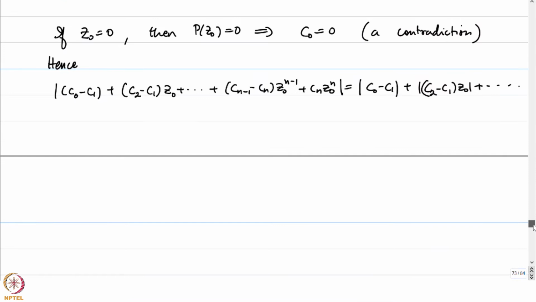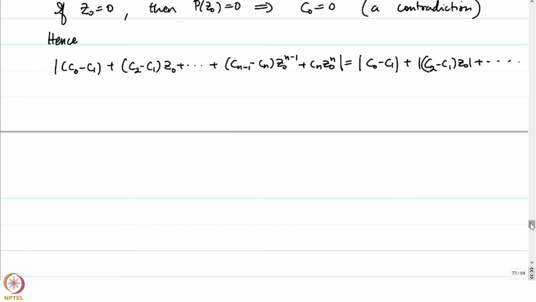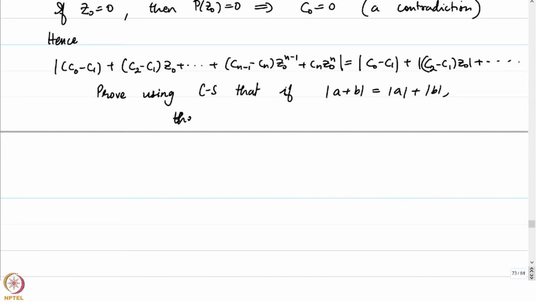And at this point, let me recall something from your course on linear algebra, which says, prove using Cauchy-Schwarz that if mod of A plus B is equal to mod of A plus mod of B, then A is equal to lambda times B for lambda in R. It's actually a straightforward check. You should sit down and prove it using Cauchy-Schwarz. Remember that we are now in a real inner product space. We are considering C as a vector space over R.